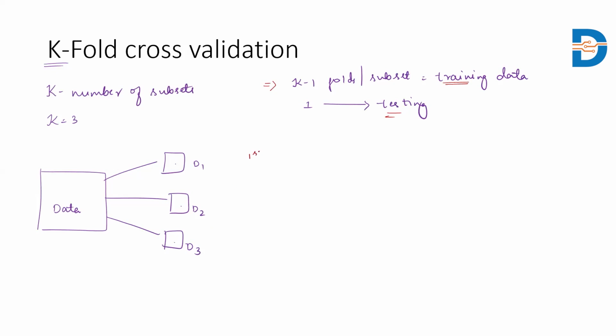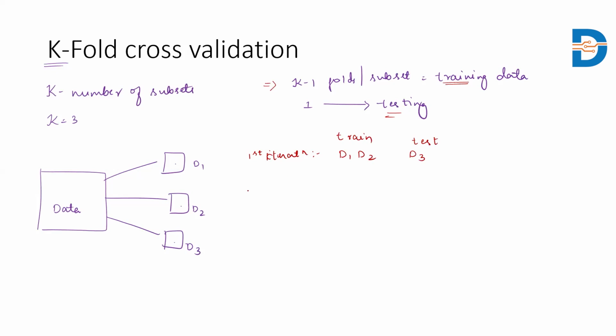What happens in the first iteration? Now I have 3 data sets. What is K minus 1? K is 3, 3 minus 1 is 2. So 2 subsets among these 3 subsets will act as training data. Let's say, for example, data set 1 and data set 2 act as training data, and data set 3 acts as test data.